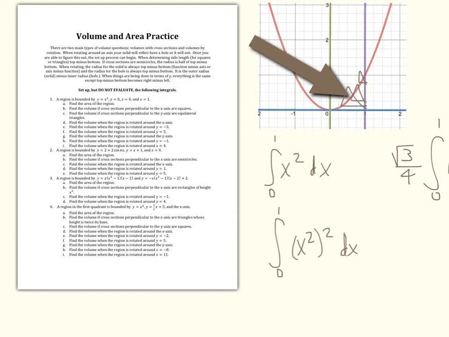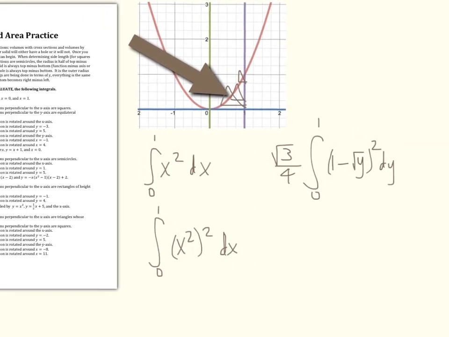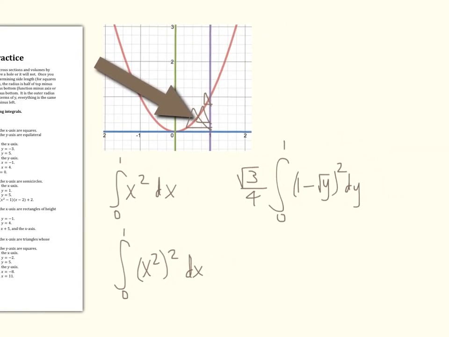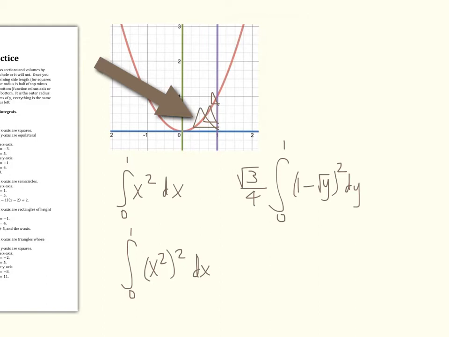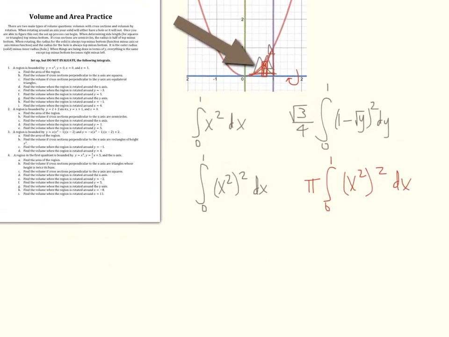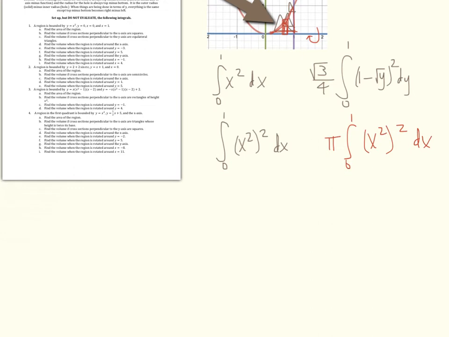Rotate around the x-axis. So let me move this out of the way. Alright, rotating around the x-axis, I believe. So we take this region, going to draw my rectangle. Height of my rectangle is always x squared, so pi x squared squared.